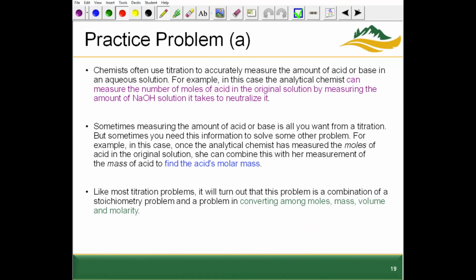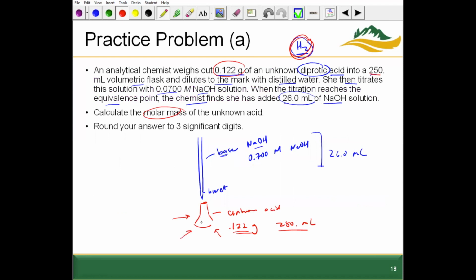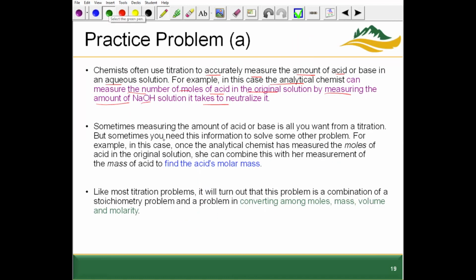So we talked about titrations a little bit. Chemists often use titration to accurately measure the amount of acid or base in an aqueous solution. In this case, the analytical chemist can measure the number of moles of acid in the original solution by measuring the amount of sodium hydroxide solution it took to neutralize this unknown acid. So we know it took this many mL of this concentrated solution of sodium hydroxide. Sometimes measuring the amount of acid or base is all you want from the titration. Sometimes you need this information to solve another type of problem.